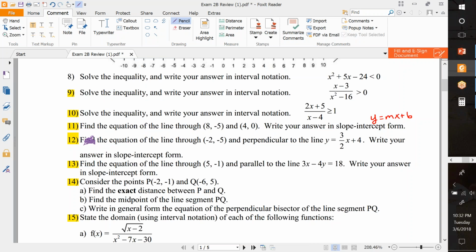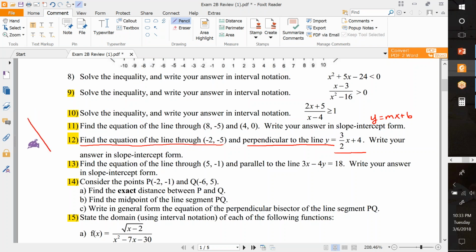Number 12 is a little different. It says find the equation of a line through a point. Notice we already have a point, but they want it to be perpendicular to a specific line. What you have to know here was in that video series that I asked you to watch, because it's Math 100 material, but it's still part of 136. We want to write our answer in slope-intercept. So you have to know what perpendicular means.